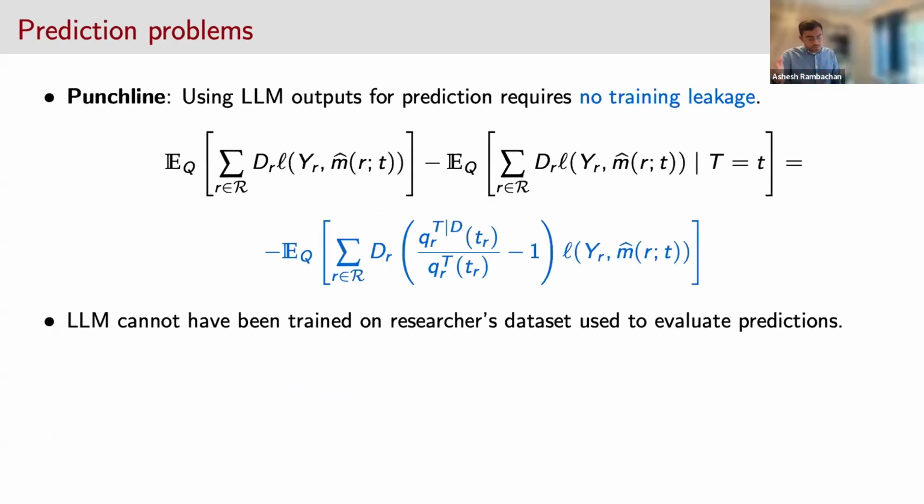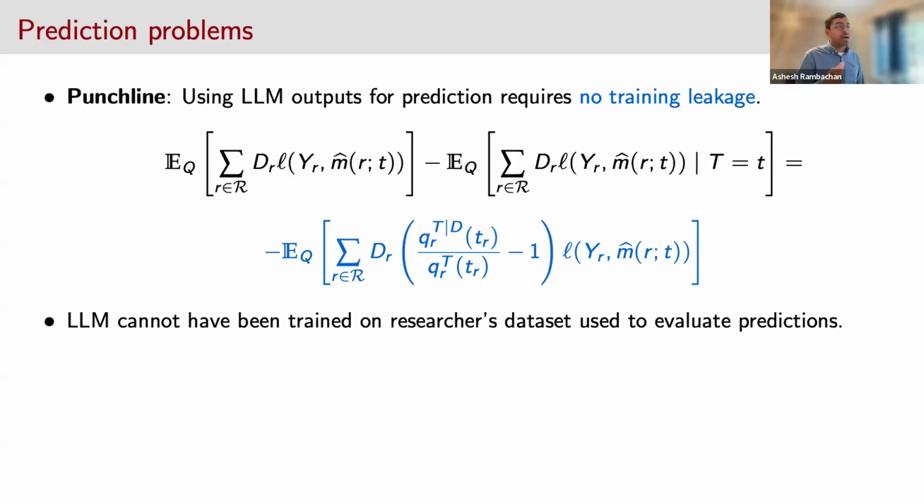So, the first punchline result, stated a bit informally here, is that using large language models for prediction is going to hinge on only one condition that we call no training leakage. And in particular, no training leakage can be simply summarized as: the large language model cannot have been trained on the researcher's data set that we're using to evaluate predictions.